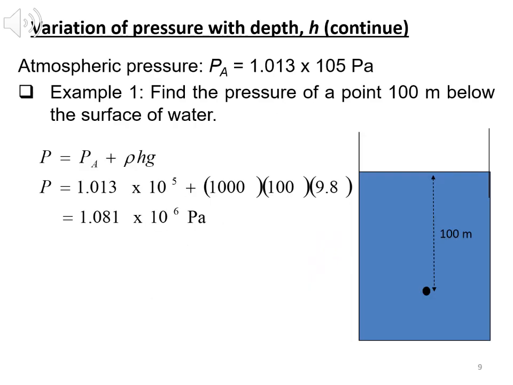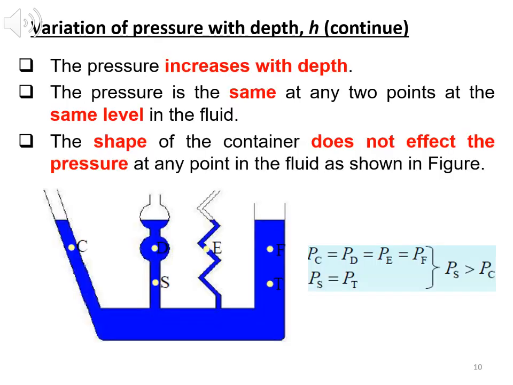Here is an example on how to calculate the pressure with the depth. As you can see, the pressure increases with depth. The pressure is the same at any 2 points at the same level in the fluid. The shape of the container does not affect the pressure at any point in the fluid as shown in the figure.